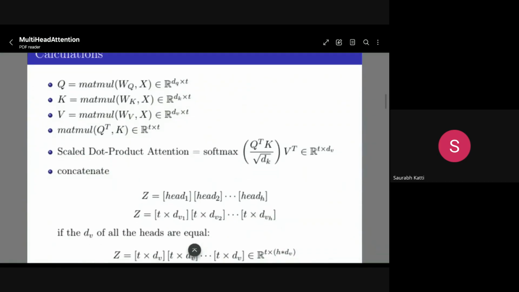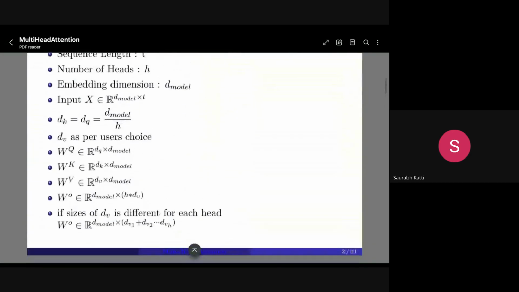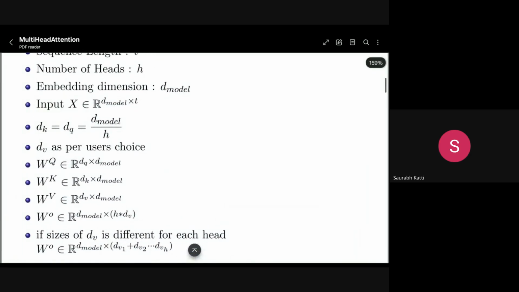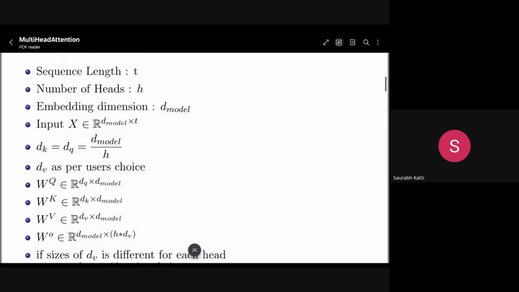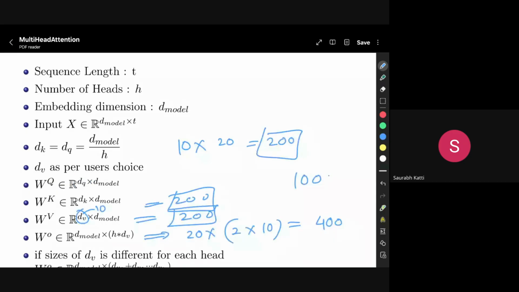So let's say I think I have given you this, but just in case you don't know, what will be the DQ? In this we needed 10, right? In this 10, and D model was given 20 in the question. Embedding of input was 20, right? So we'll get 200 in this case. Then similarly, we'll have WK also, which is 200, and WV also 200, right?